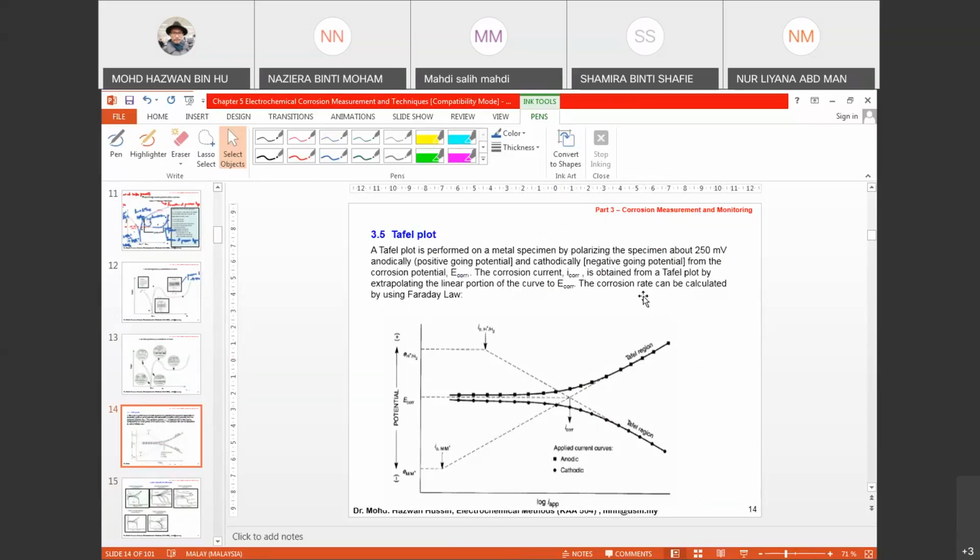Right, so the outcome of potentiodynamic polarization is, of course, a Tafel plot. A Tafel plot is produced when you polarize the potential from the steady state potential. You polarize it anodically and cathodically at a value of plus minus 250 millivolts.